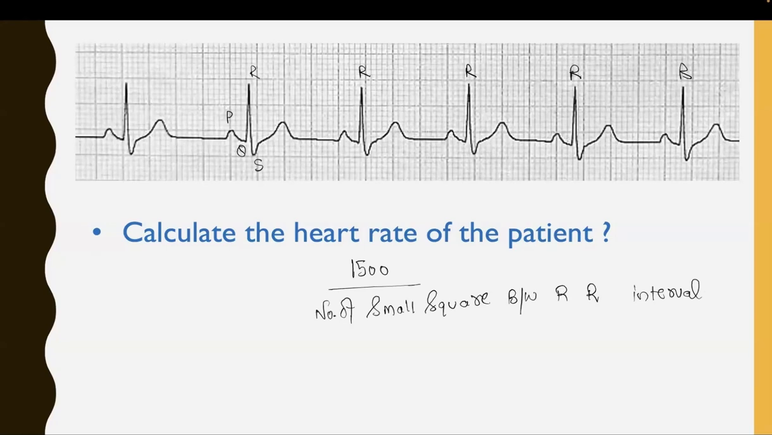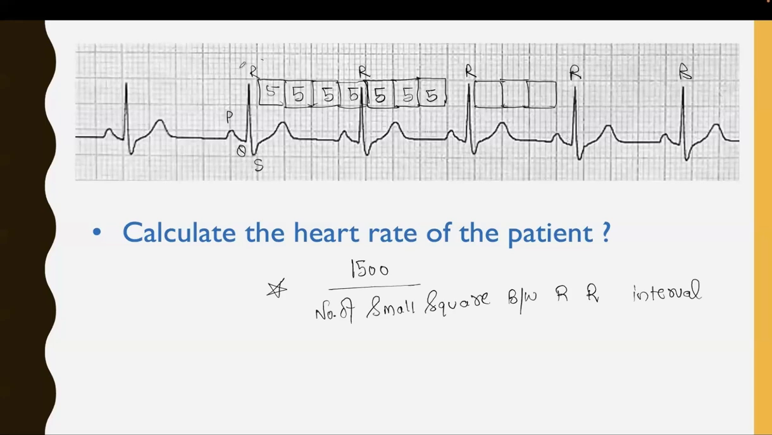So what is this small square? We all know that in the ECG we have large squares, and these are all big, large squares. Every large square will have 5 small squares. That's what the formula is: 1500 upon the number of small squares between the RR interval. So what is the answer for this question?